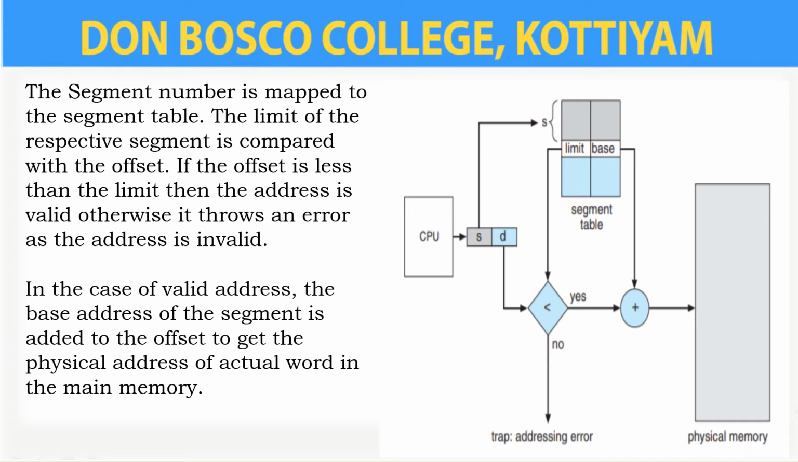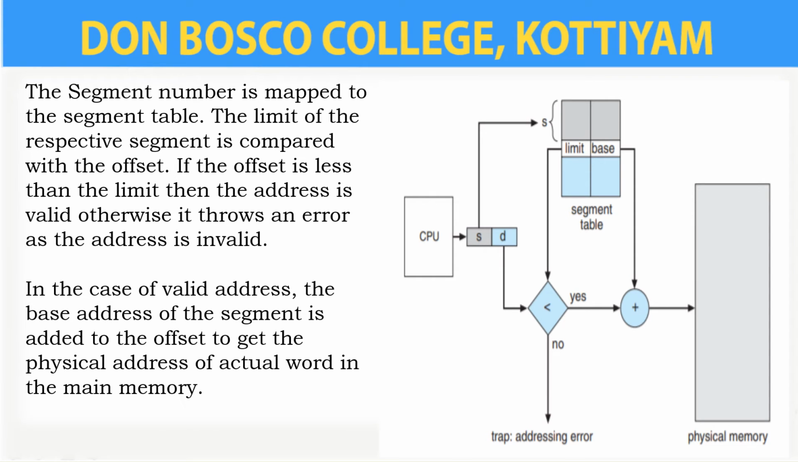That logical address will be containing two parts, that is the segment number and the offset value. Then this segment number will be transferred to the segment table. And that segment number will be having different information, that is the base address as well as the limit.